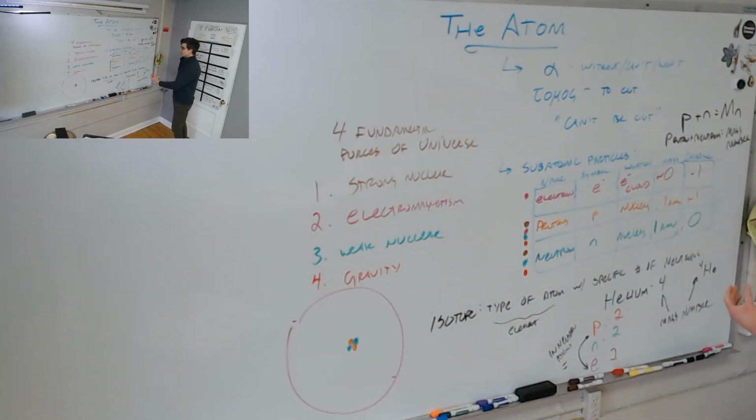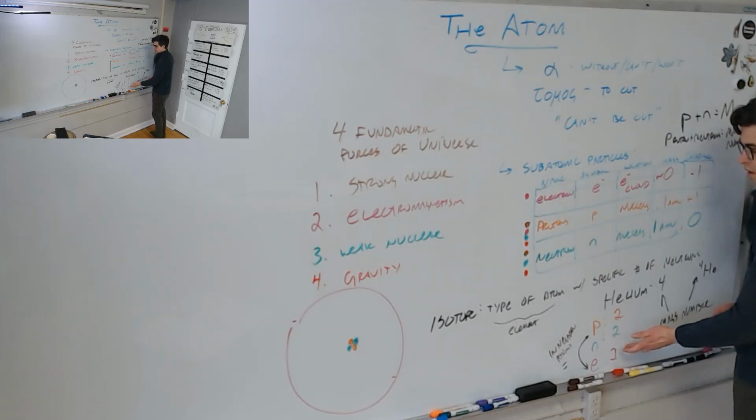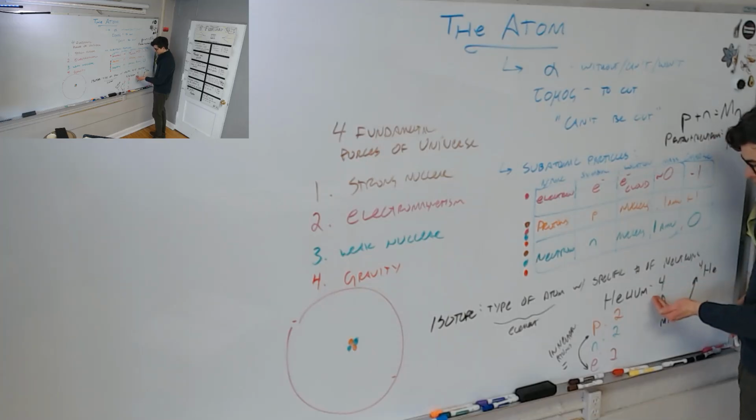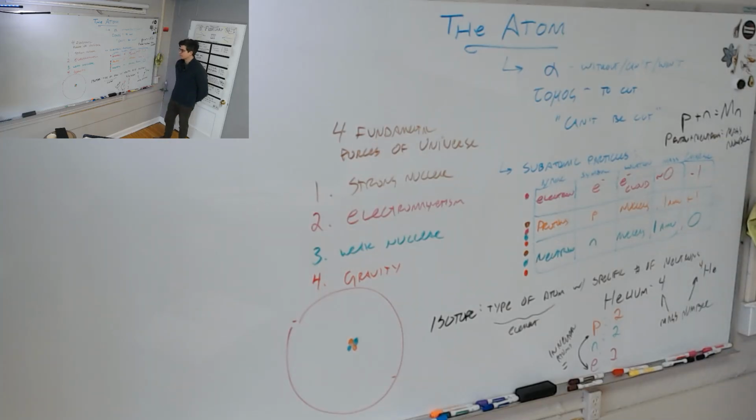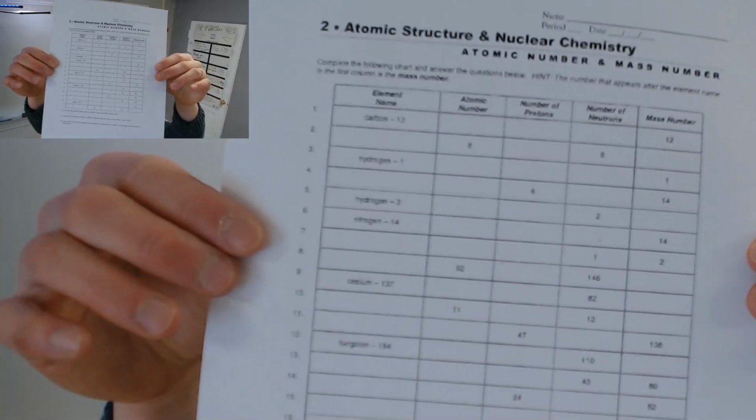So we find how many protons, neutrons, and electrons an isotope has by using its mass number, in this case 4, and its atomic number, which for a given element is always the same. Do you have questions about that? So let's look at this little worksheet real quick. Here's the worksheet. Is that showing up?